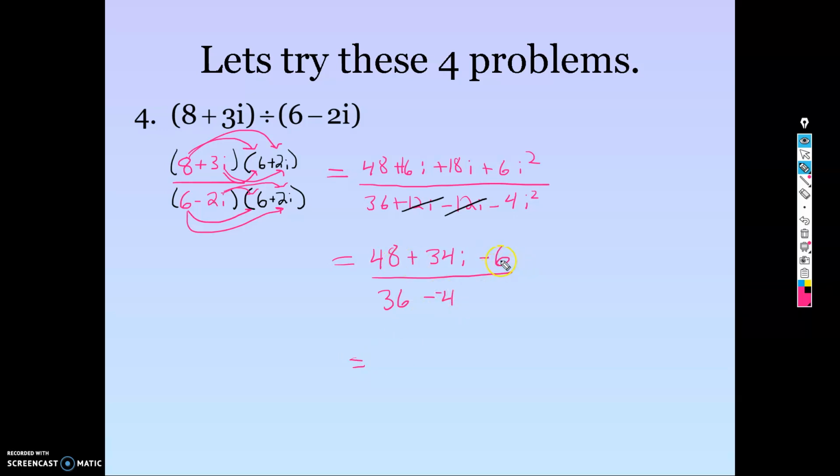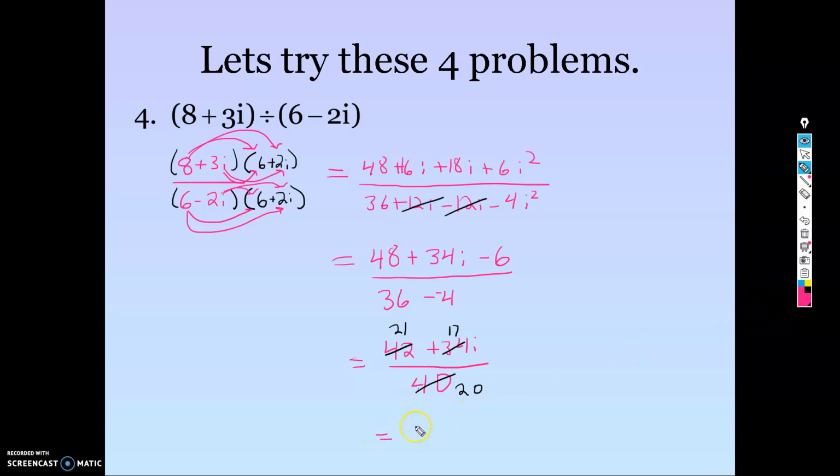48 minus 6, this drops us down to 42, plus 34i, this is all over 36 minus negative 4, this will be all over 40. Okay, now we get to look at, is there anything we can do to reduce? Well, let's see, everybody is divisible by, what, 2 at most? So 42 will drop down to 21. So we're just dividing everybody by 2. 34 will drop to 17. And 40 will drop to 20. Okay, now these guys don't have anything in common.